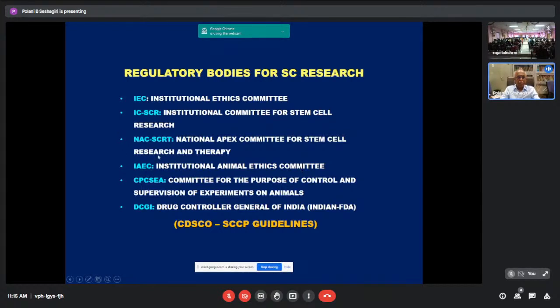And all these get supervised at a higher level by the Government of India. There are apex committees. There's an apex committee for animal research, small and large, particularly large animal research, CPCSEA. And anything that goes into humans, the DCGI is the nodal authority to provide the approvals and the license.